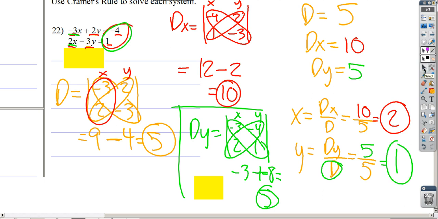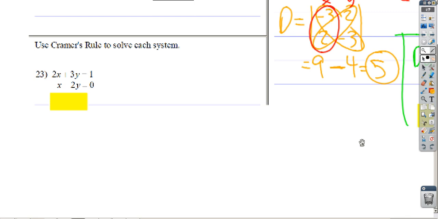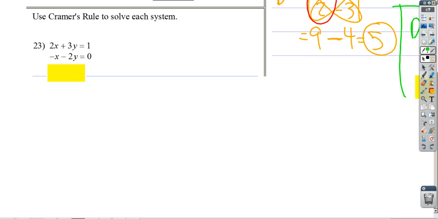So the x is 2, and the y is 1. And we can obviously check by plugging those into the equation, just to check that they work, and they should work. Alright, let's do one more of these.